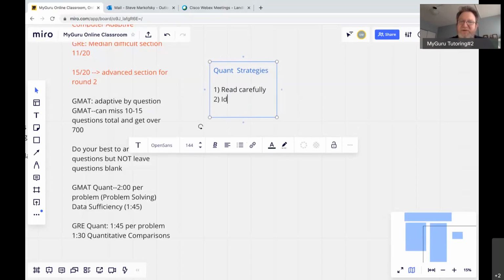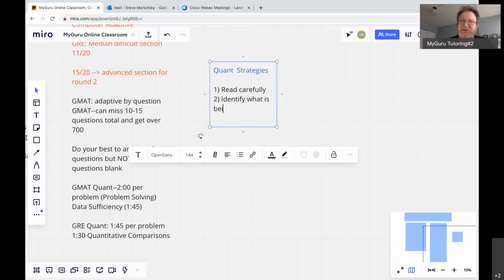Two, identify what is actually being asked. This is also something that seems like you should take for granted, but a lot of people don't. For example, if you spent a minute and a half solving for 3x, and then it asks you about 2y, you don't want to answer 3x because that's answering the wrong question. And there will invariably be an answer choice geared towards tricking you with the wrong answer.